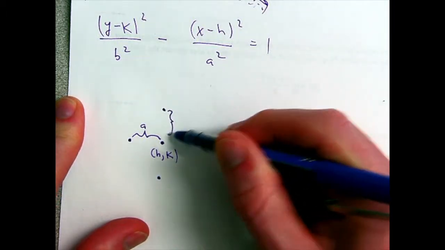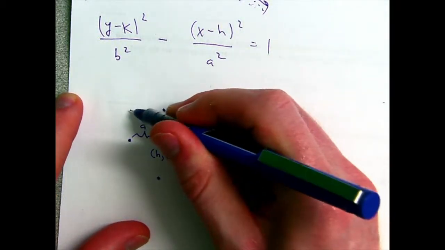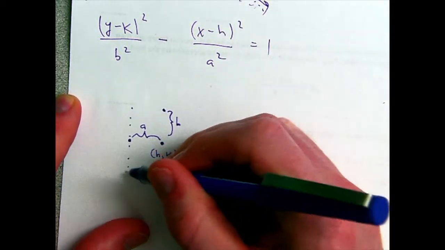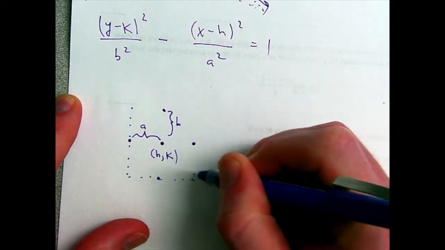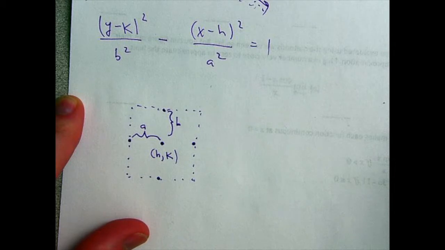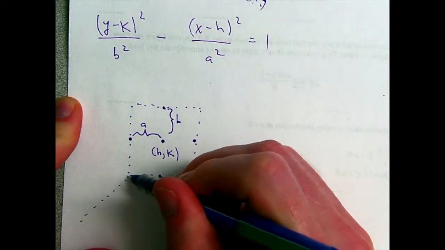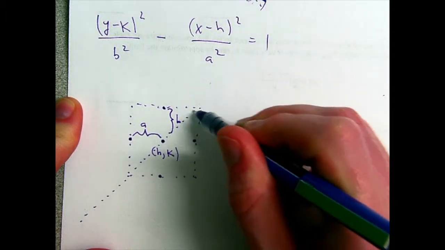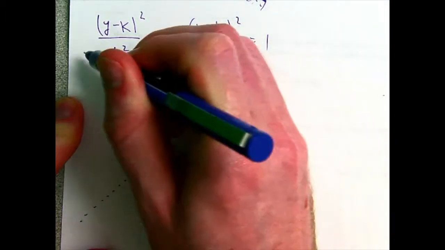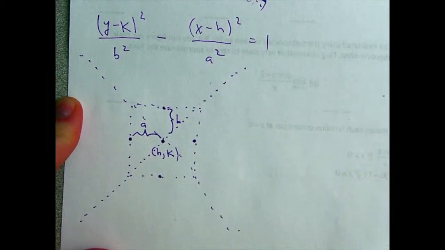And b still gives you the distance up and down, so we have these two points here, this distance right here, that's b. And just as before, I'm going to now use these four points to construct a rectangle, a box. And then I'm going to draw the diagonals of this box. And those diagonals will actually be the asymptotes of the hyperbola. Okay, there are my diagonals.